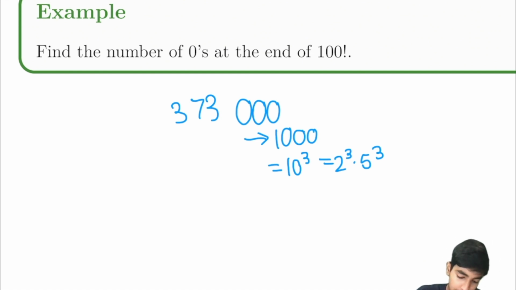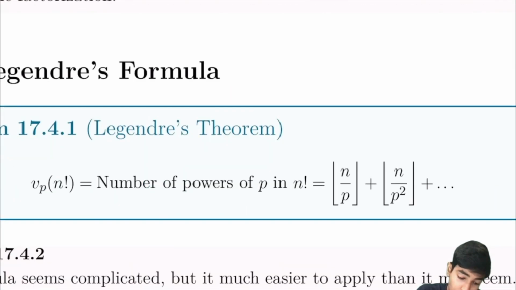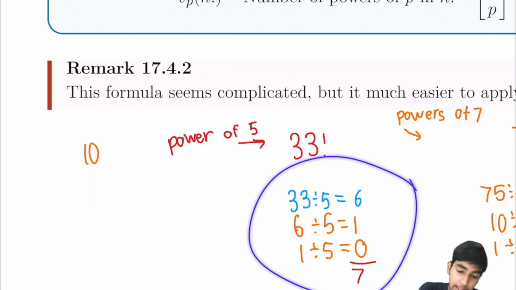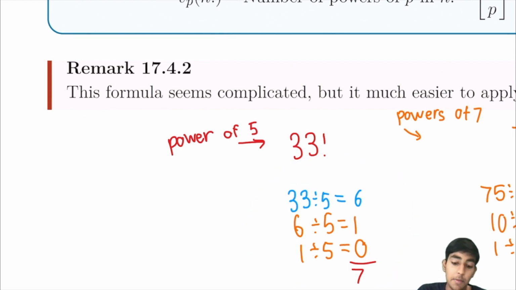And we can use our simple trick. And just to be clear here, this trick only works for primes. So you cannot just directly do this trick for numbers like 10. You have to do it separately for each prime, if that makes sense.